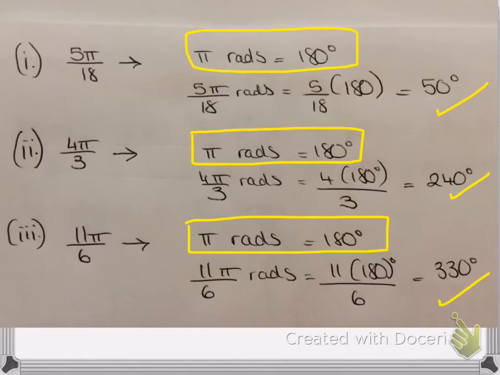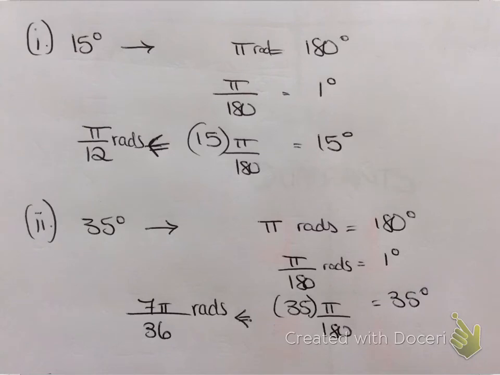Section B, part 1. 15 degrees. Okay, so your starting point again. Pi radians is equivalent to 180 degrees. But this time you want to convert degrees into radians. So you'd need to know what 1 degree is equivalent to first. So divide both sides by 180 first, and you'll get 1 degree is equivalent to pi over 180 radians. Okay, so that's this point here.